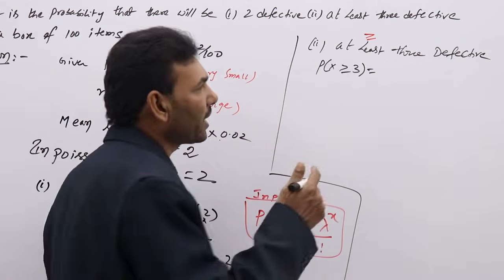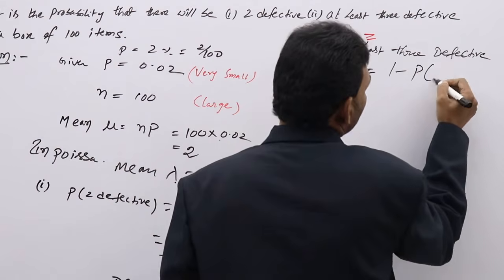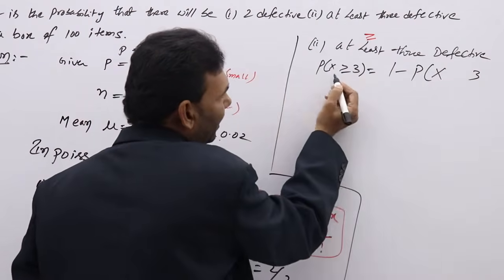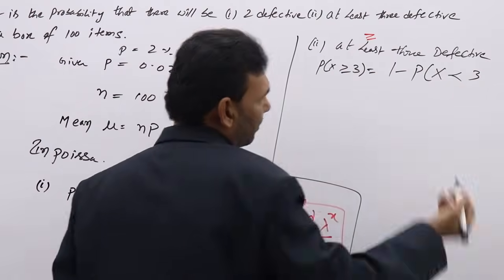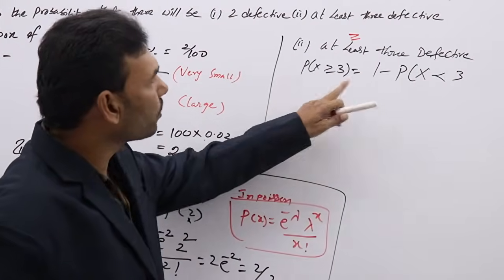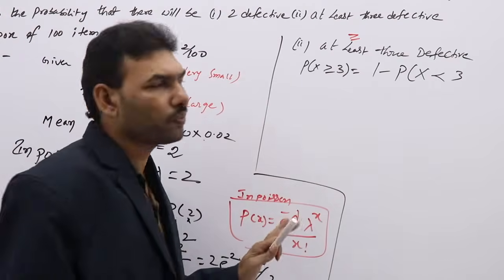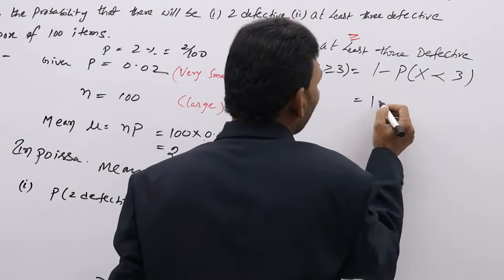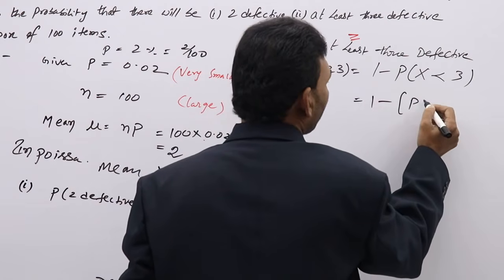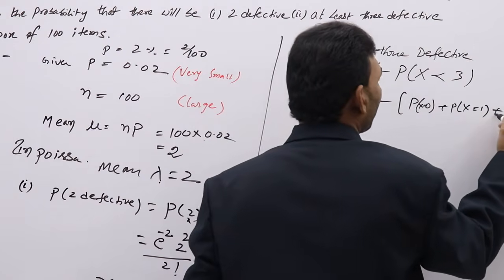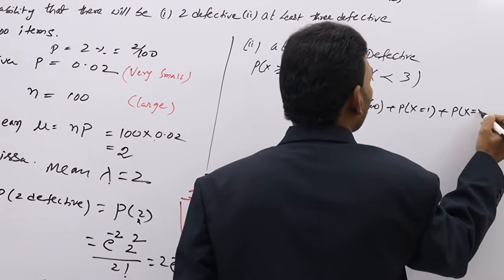Then we use the indirect case. 1 minus P of x less than 3. If you have greater than or equal to, make it less than. If you have equal to, don't write equal to there. If you don't have equal to here, write equal to there. X less than 3 means 3 cases you will get: P of x equal to 0, x equal to 1, x equal to 2.